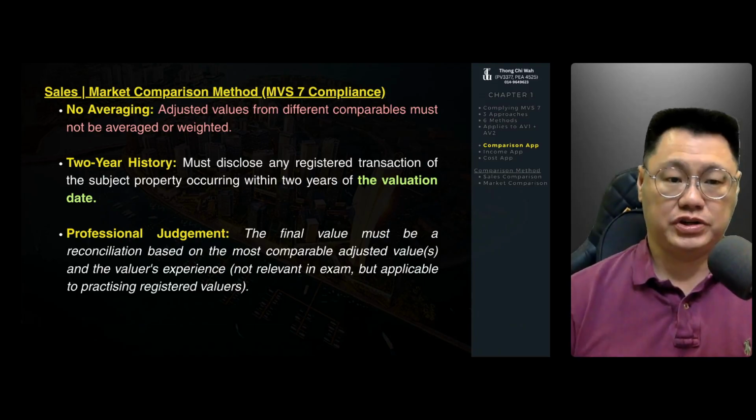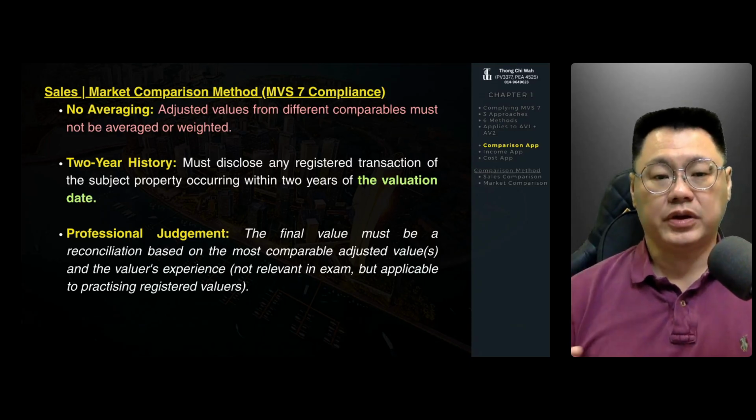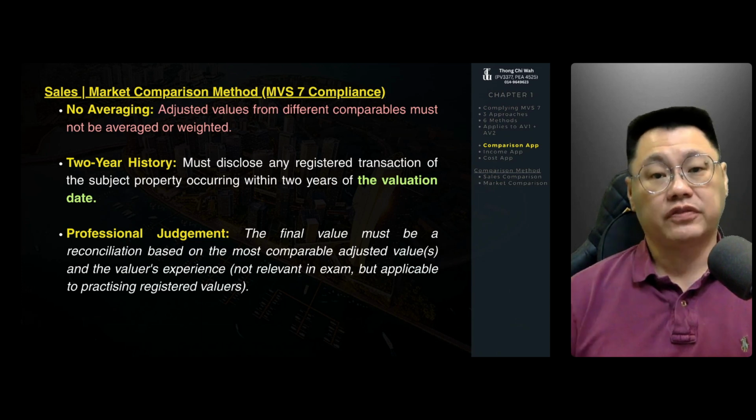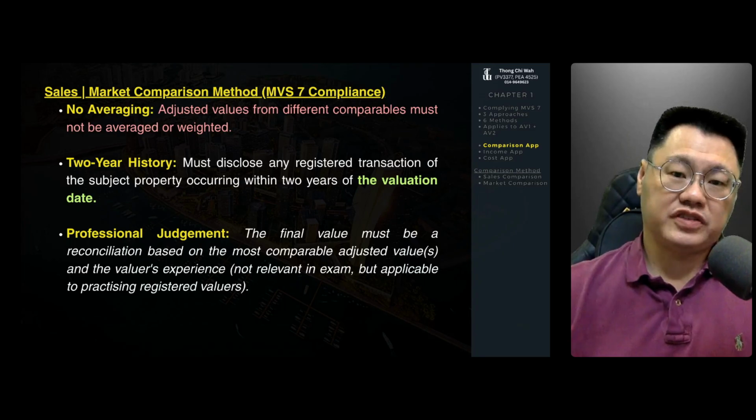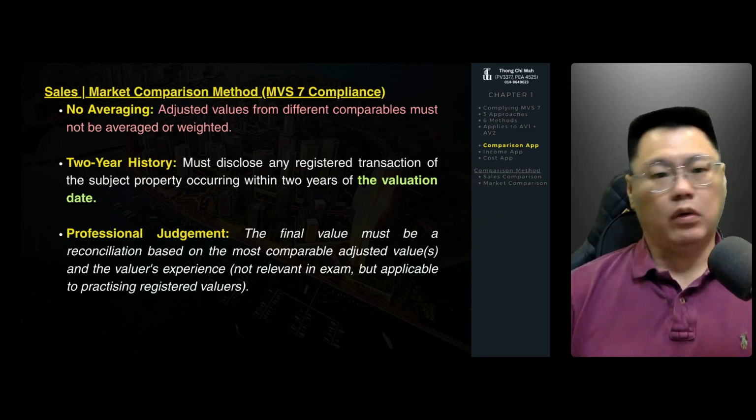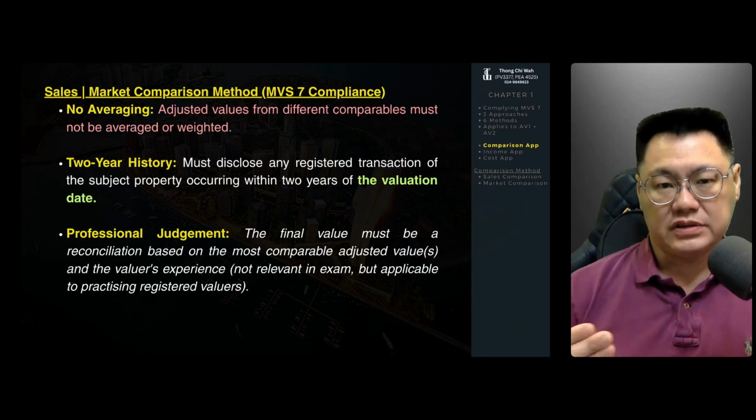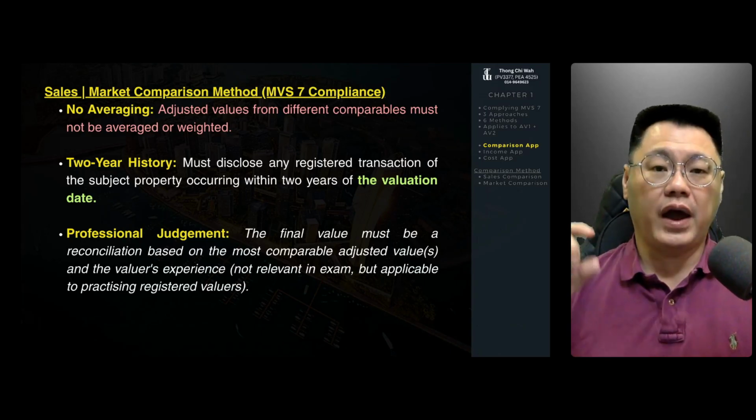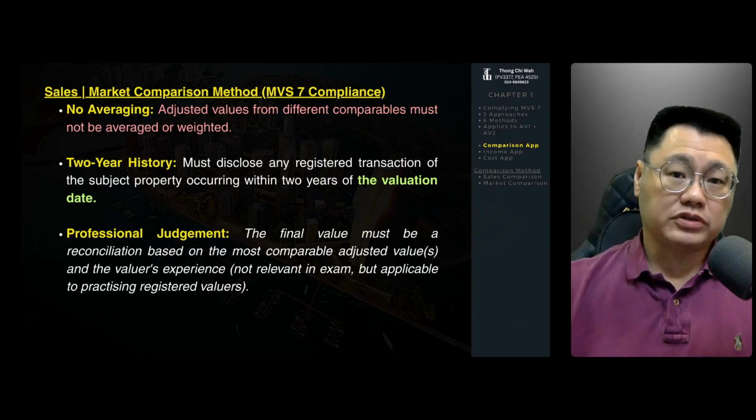mathematical average. Then obviously you have to take at least a 2 year history, and must disclose any registered transaction for the subject occurring within 2 years of the valuation. We try not to use valuations that are from 1990 in 2026. It's so off, right? It's not a good comparison. We should take something like 2025, 2024, 2023 for any valuation that happens in your exam, August 2026.